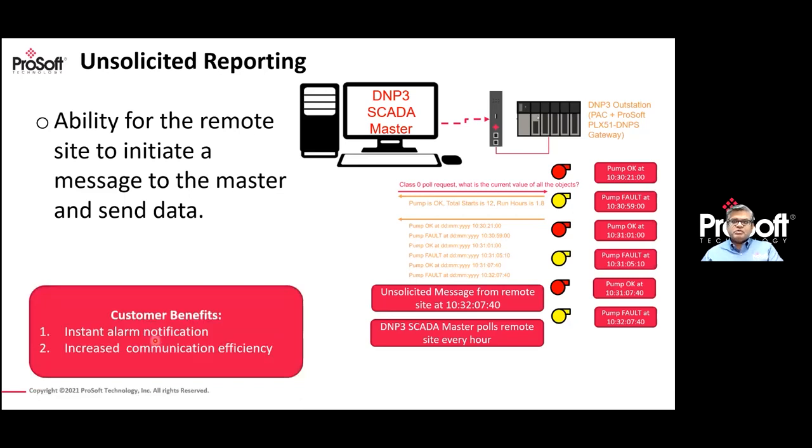So if you look at the customer benefits of unsolicited reporting, two primary benefits. The first one is instant alarm notification or alert notification. And of course, like I said, the increased communications efficiency. Okay.